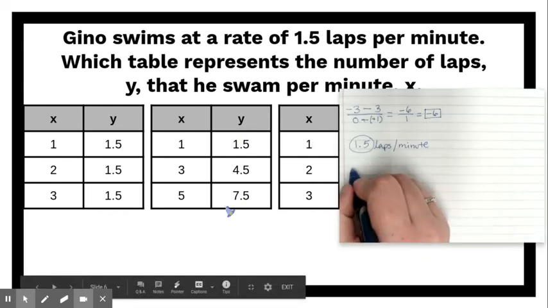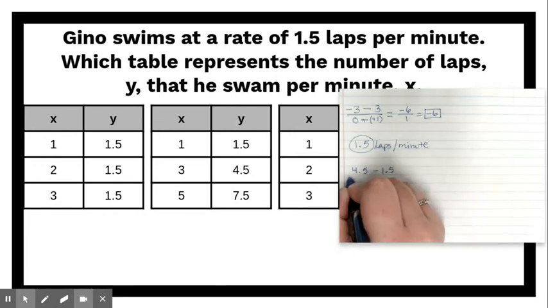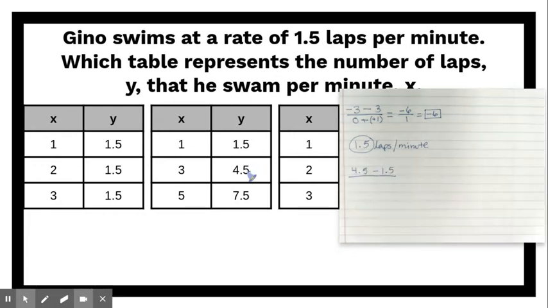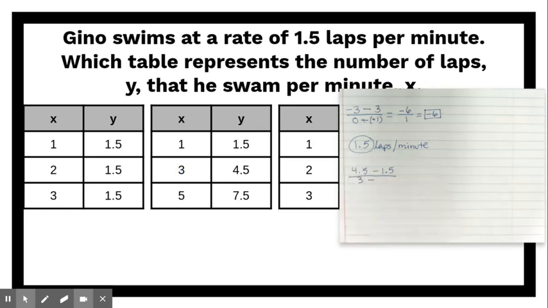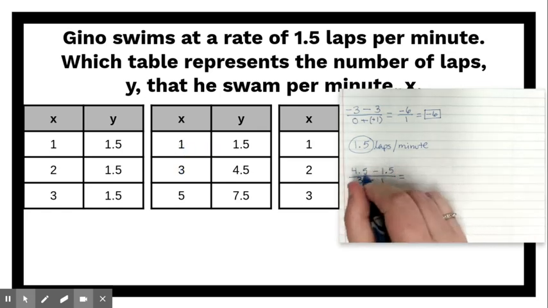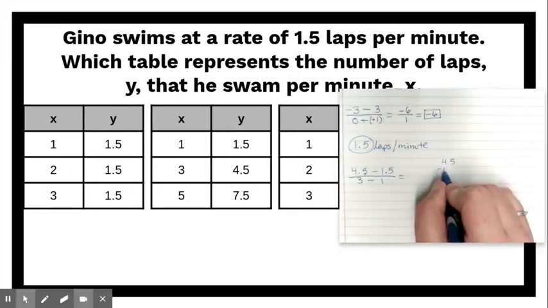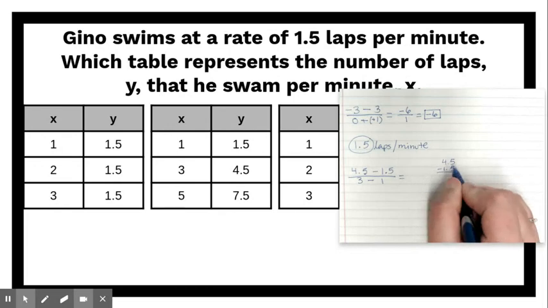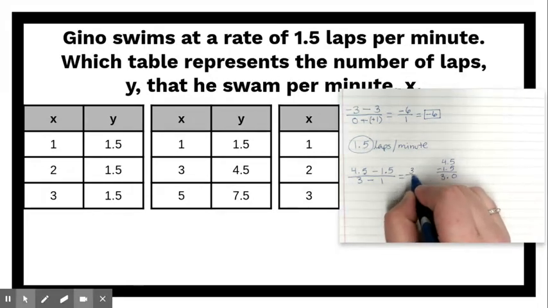I'm going to do 4.5 minus 1.5 for the y's, because I always do y's first. 4.5 minus 1.5, and then my x that goes with 4.5 is 3. So I'm going to put 3 here, minus the x that goes with 1.5, 1. Okay, so let's see, 4.5 minus 1.5. Let's do the math. 5 minus 5 is 0. 4 minus 1 is 3. So it's going to be 3 over 3 minus 1 is 2.